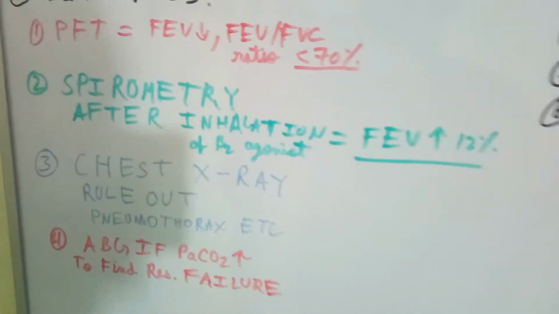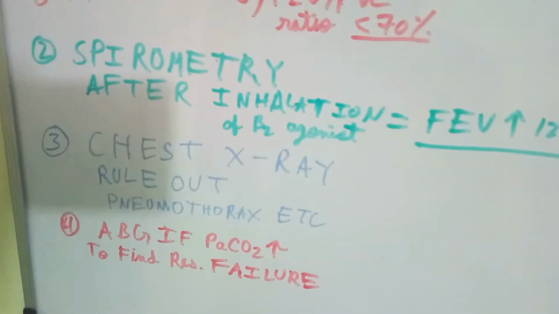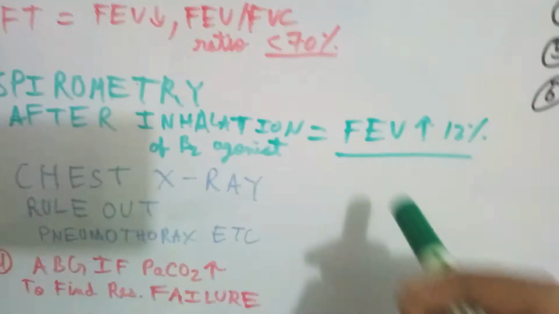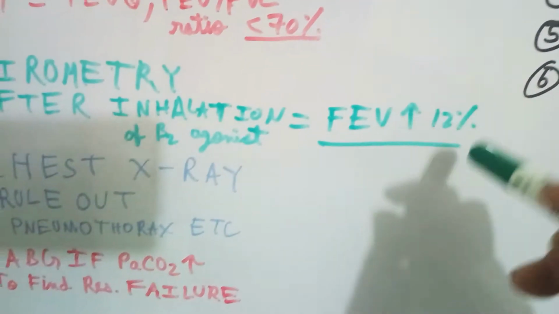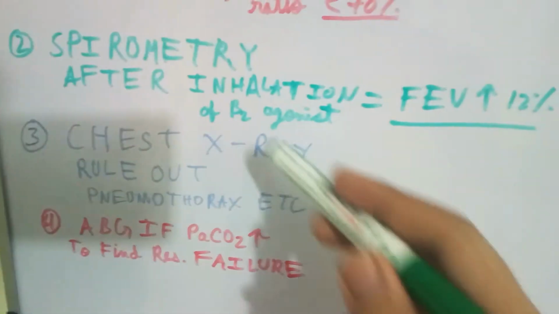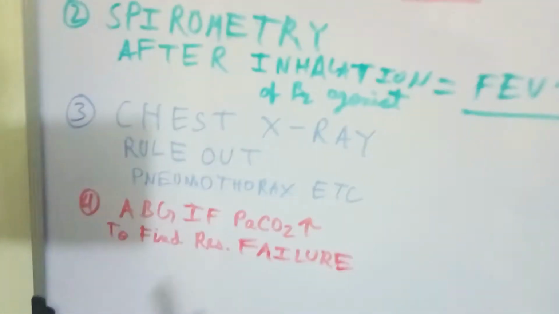Now the second is spirometry. After giving inhalation of a beta agonist, either oral or inhalation, the forced expiratory volume usually increases up to 12%, but it is only for a short time, until the effects of the beta 2 agonist wear off. Now the third is the chest X-ray.